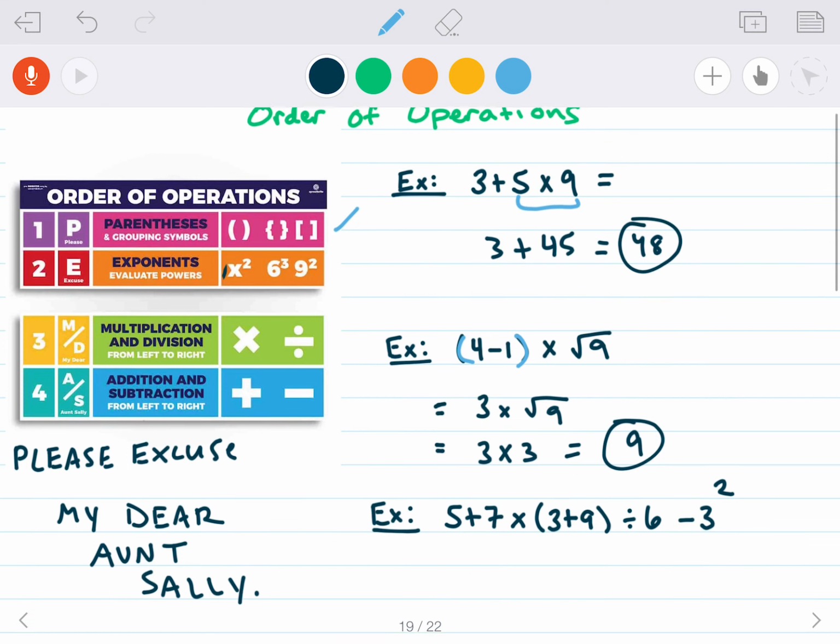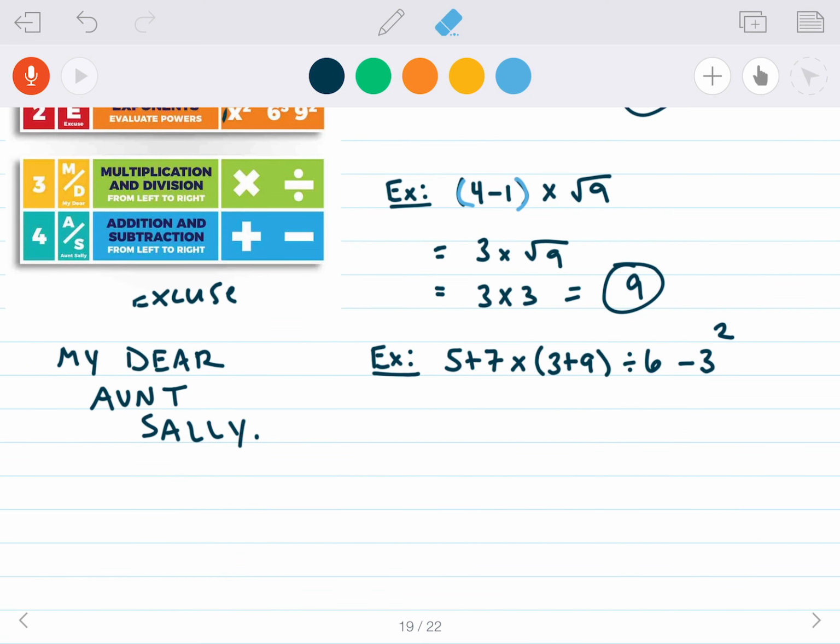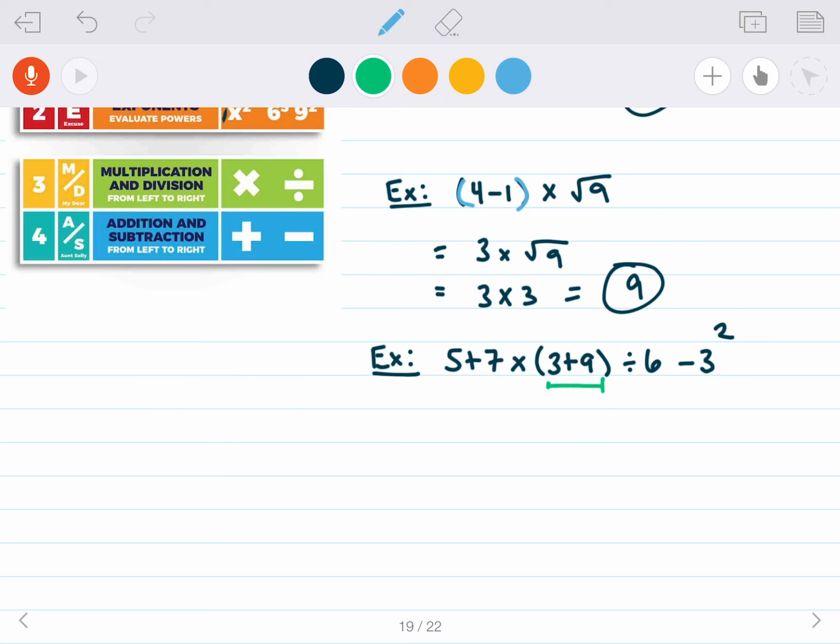Let's go ahead and move on to this example. So this is like a multi-step example. So we start with parentheses first and just keep carrying things down. So 3 and 9 in parentheses is going to make 12. So this is 5 plus 7 times 12 divided by 6 minus 3 squared. Okay, parentheses is taken care of. The next thing to do is exponent. So 3 squared is 3 times 3, which is 9. So we have 5 plus 7 times 12 divided by 3 minus 9.